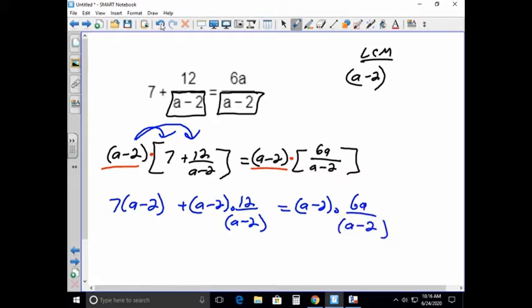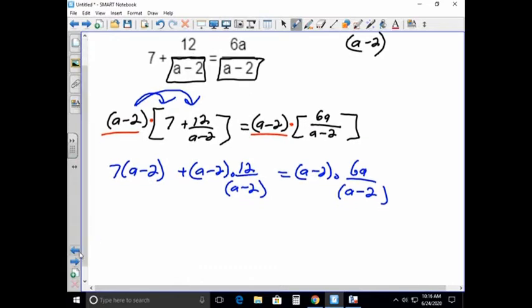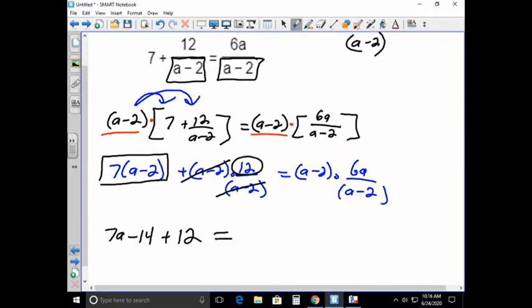So now we need to go through and reduce where we can. The first term, we can't, there's not a fraction there, so nothing to reduce. So let's go ahead and multiply that out. 7 times A, 7 times 2. For the next term, we have an A minus 2 on top and an A minus 2 on bottom, so we're just left with the plus 12. On the other side, we have an A minus 2 on top and A minus 2 on bottom, so we're left with the 6A.